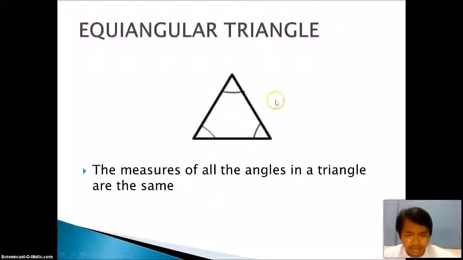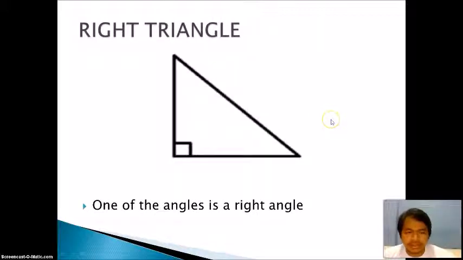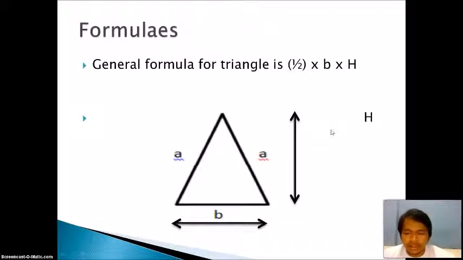Okay, this here is the equiangular triangle. It is a triangle in which the measures of all the angles are the same, which is here and here. They are the same angles. This here is the right angle triangle. It is a triangle in which it is made up of a 90 degree angle, and this is the symbol for 90 degrees. And now we move on to formulas.